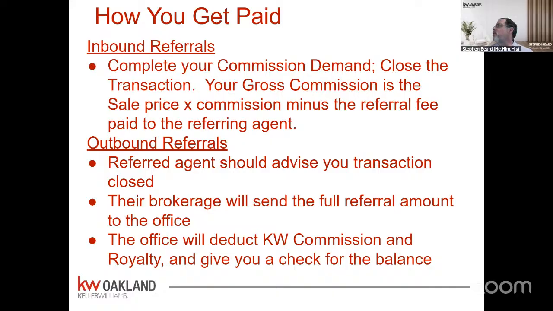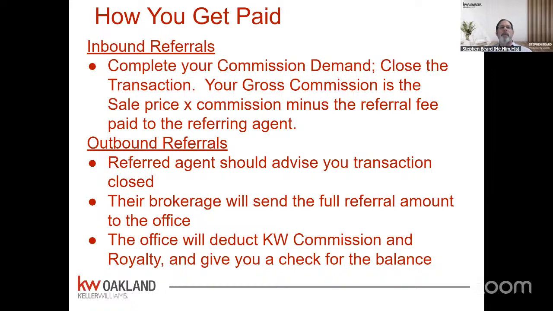The outside referring agent gets paid first. The person who sent you the business gets paid first. So if the total commission is $10,000 and you have a 25% deal with them, your number that you work from is $7,500. Is that clear to everybody?